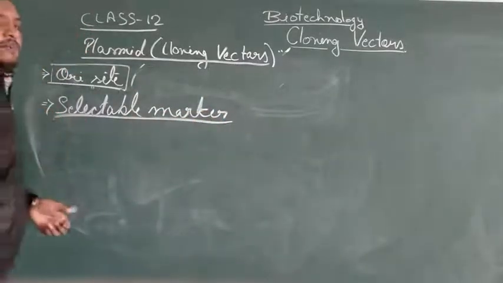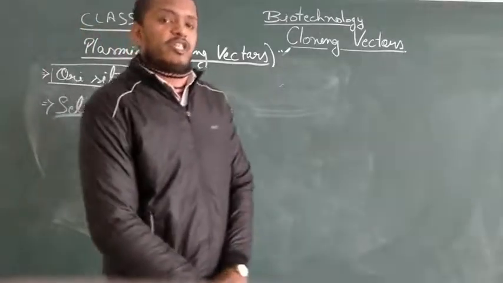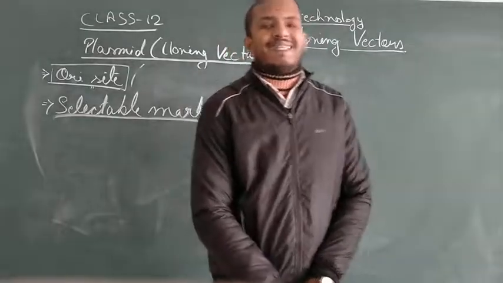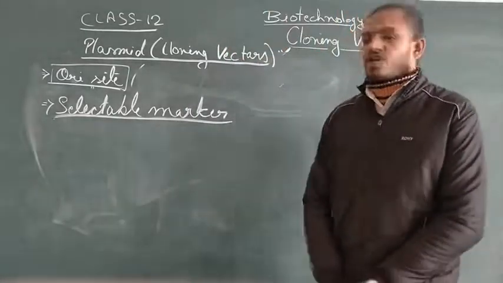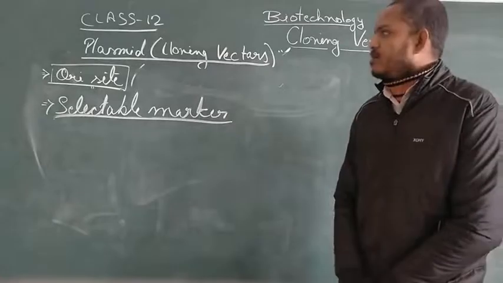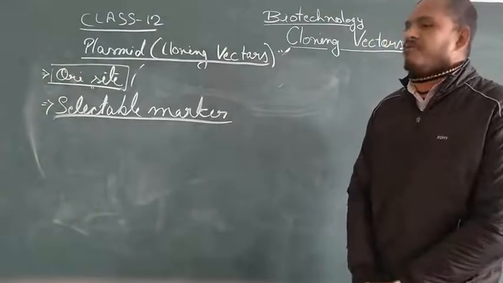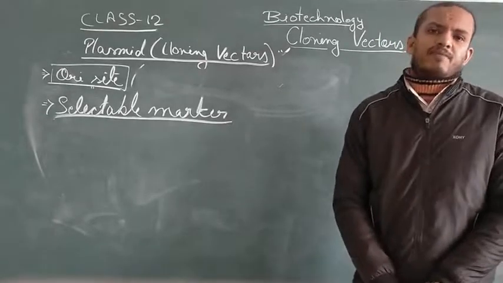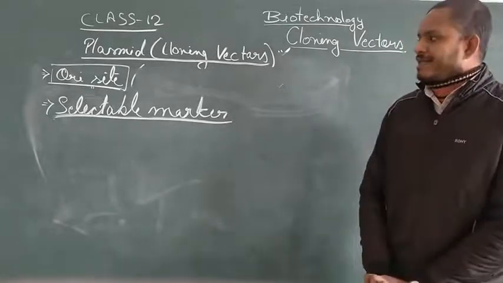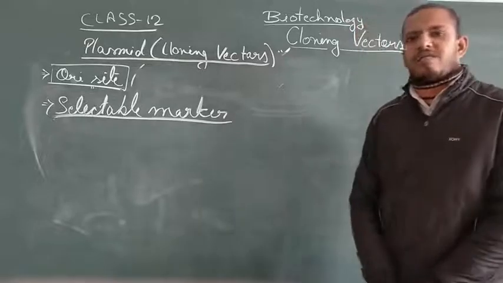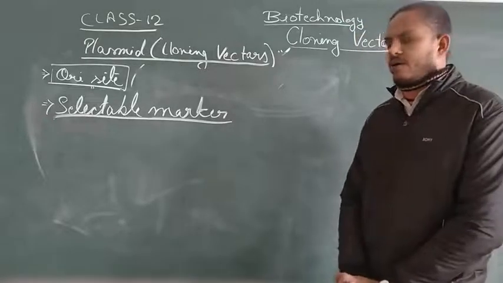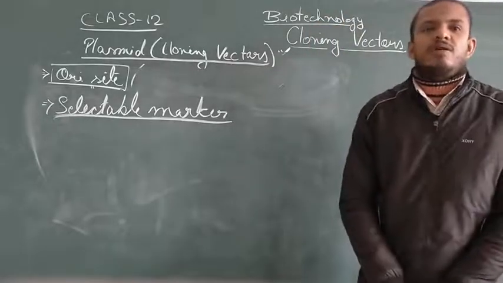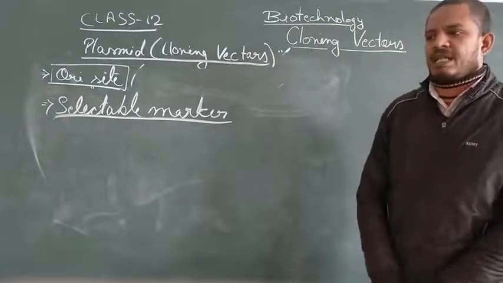This is a very important feature which should be present in a plasmid or a vector. A selectable marker is a sequence or gene of the plasmid which shows resistance to some particular types of antibiotics. Selectable markers are the sequence of the gene which can express resistance against some particular antibiotic. Why is that necessary?